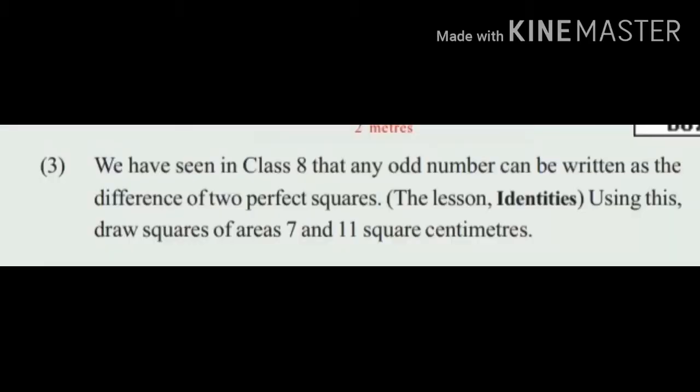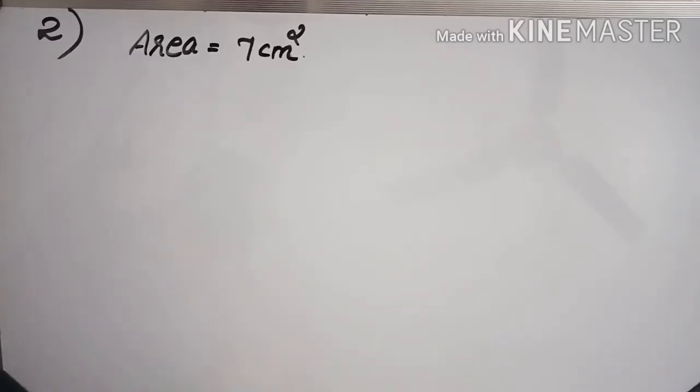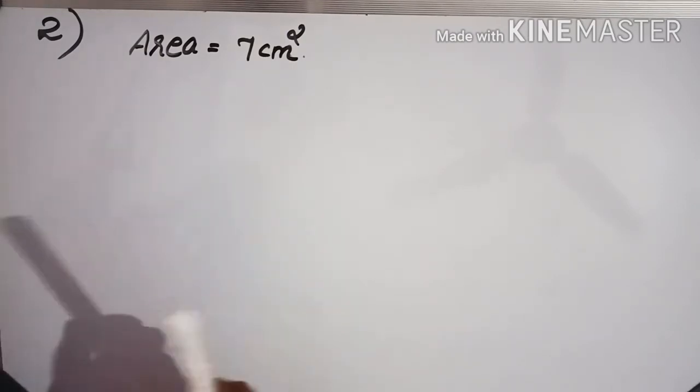Okay. Question number 3. We have seen in class 8 that any odd number can be written as the difference of two perfect squares. Using this, draw squares of area 7 and 11 square centimeter. Two squares with 7 and 11 as area. In this question you have to draw a square. That square's area must be 7 centimeter square. Area is 7, not side.